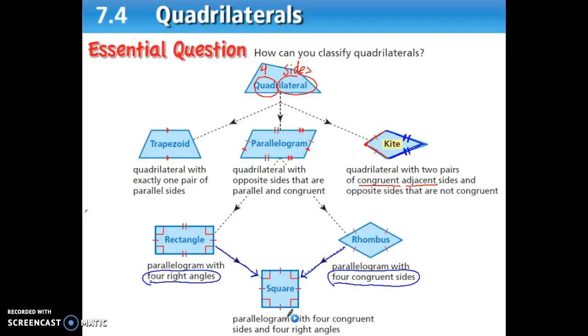A square is a parallelogram with 4 congruent sides and 4 right angles. So in a square, essentially, all the parts are the same. All 4 sides are the same, and all 4 angles are the same. If you need to pause the video now to continue writing these definitions, feel free to do so.